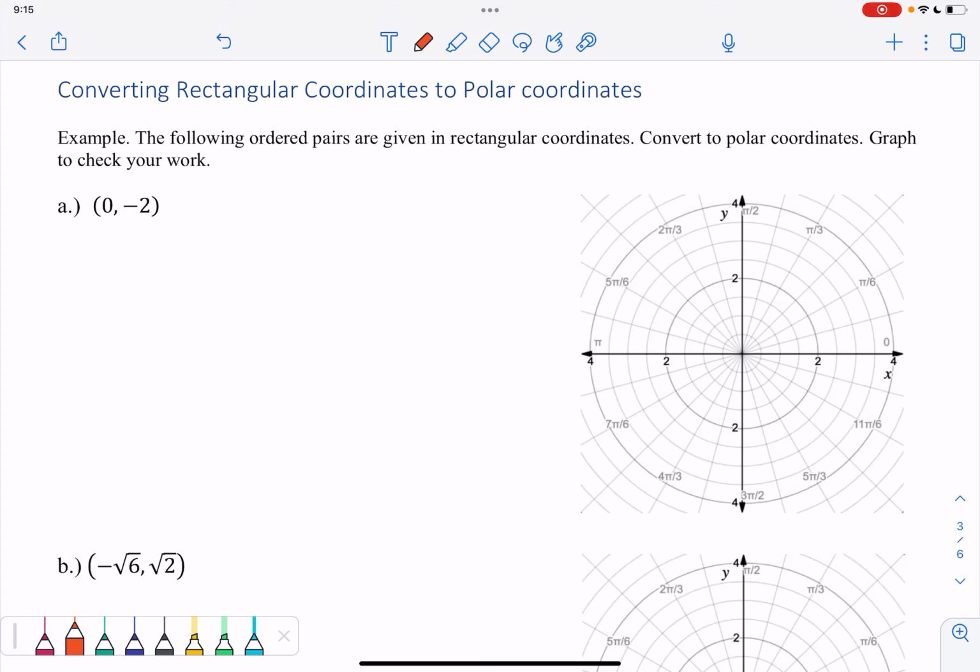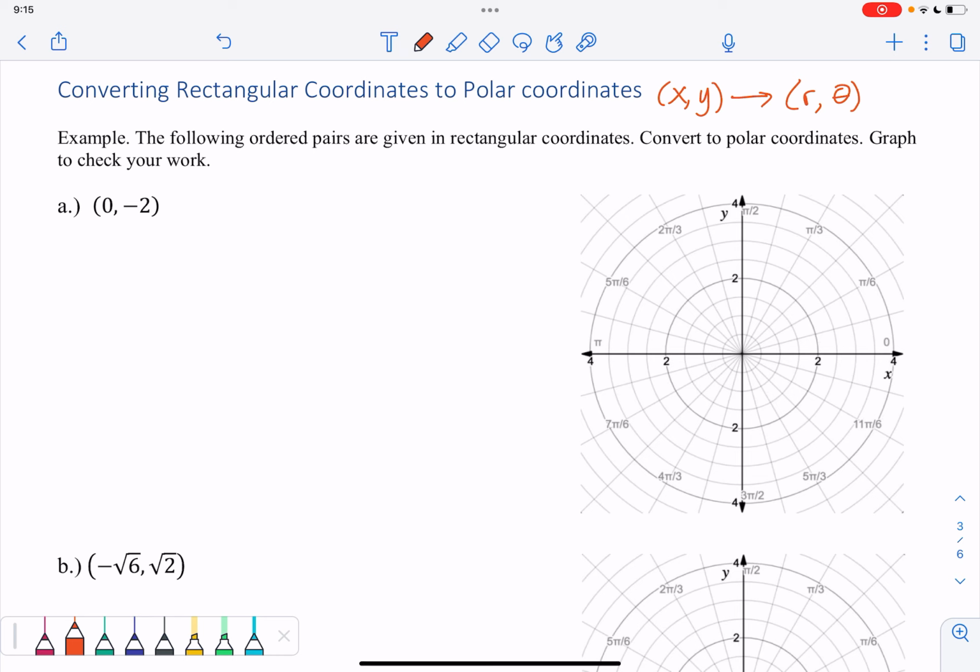Converting rectangular coordinates to polar coordinates. So when we're converting rectangular coordinates to polar coordinates, that means that we're going to be starting with some x, y ordered pair, and I want to convert that into an r, theta ordered pair.